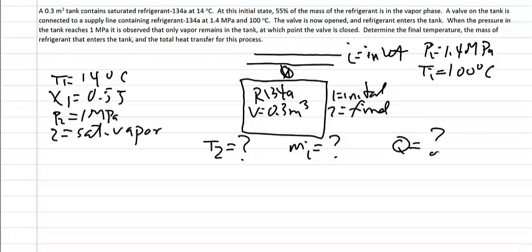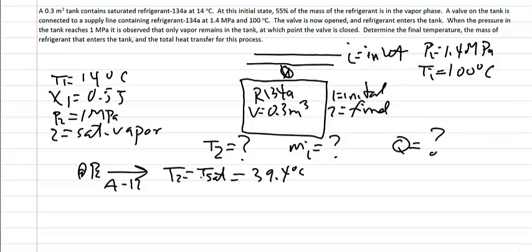Now, in order to find the temperature at the final state, we really have to do nothing. We know the final state. It's a saturated vapor. So let's just find that right away. At P2, T2 is just equal to the saturation temperature. We're going to go into table A12 for the refrigerant, and that saturation temperature is known to us. It's 39.4 degrees Celsius. So that part's pretty easy.